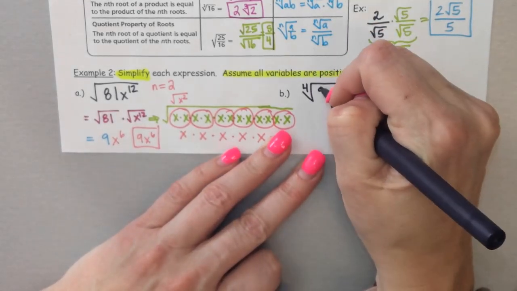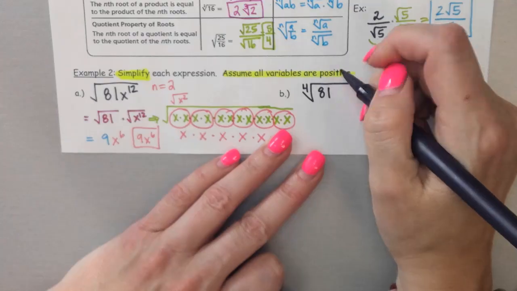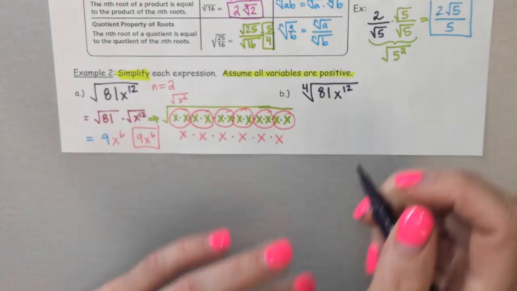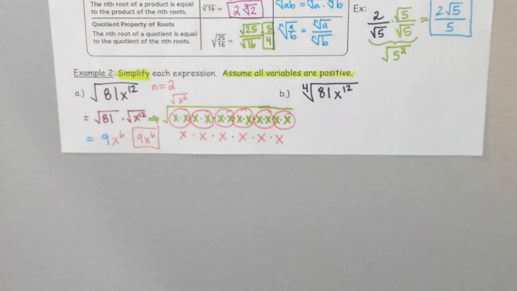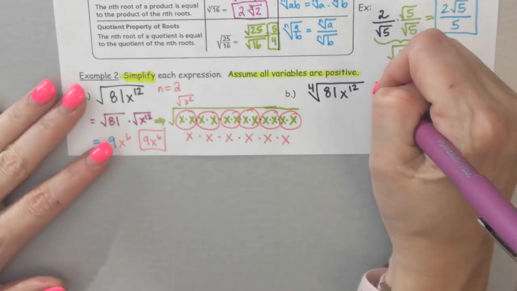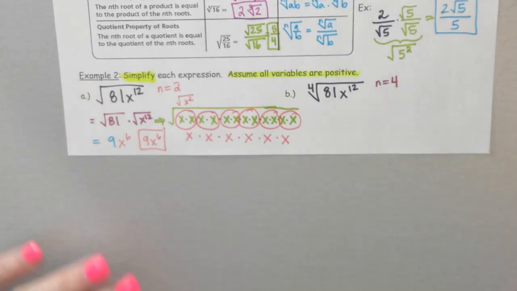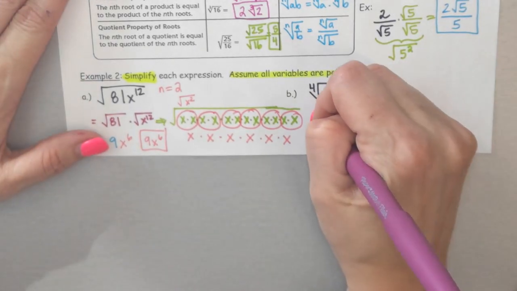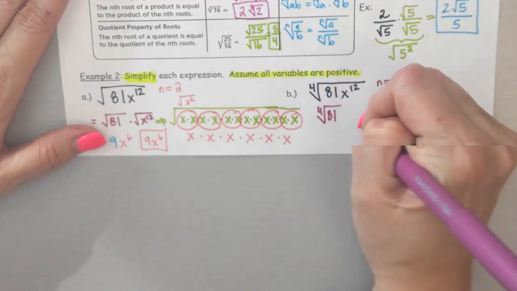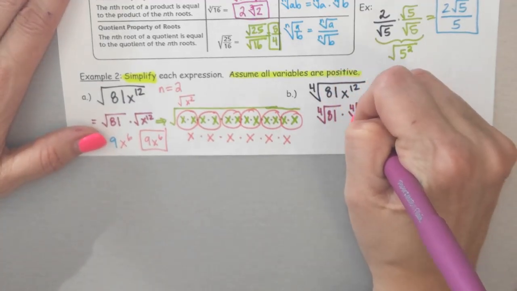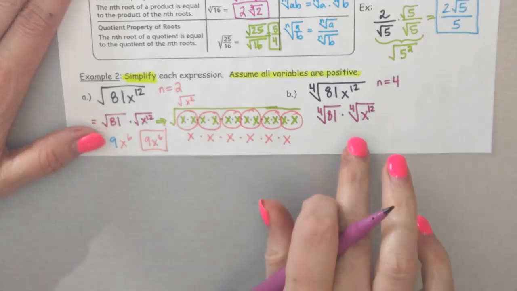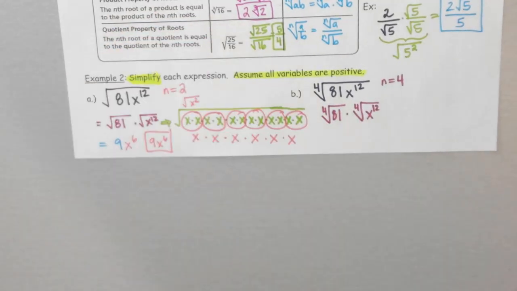All right, then for part B, you have the 4th root of 81x to the 12. So your index number has changed. We are still going to split this up because it's nice to work with the number separately from the variable. And I want you to just write down what this first part's going to be with the variable, based on what we just talked about.